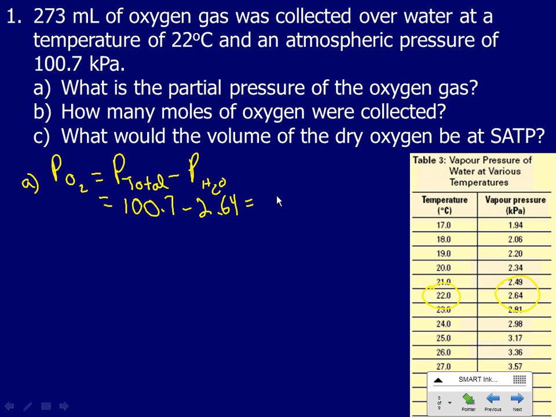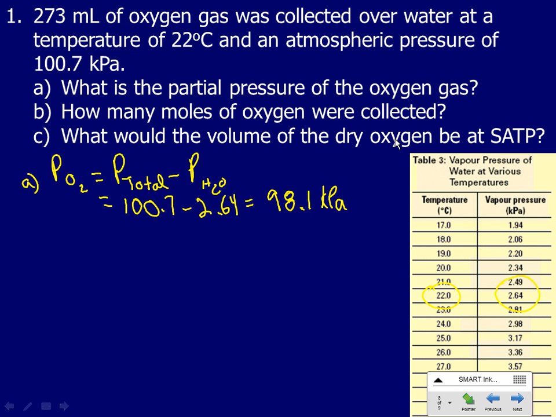So what's my number here? I need a subtraction. Yep. 98 point, and I missed that last bit. 98.1 kilopascals. So that's only the oxygen, and that's good because if we want to know how much there is, that's all we care about.